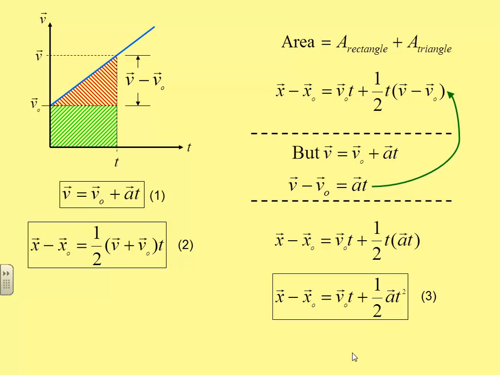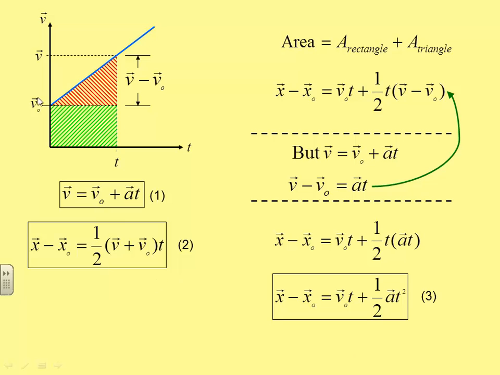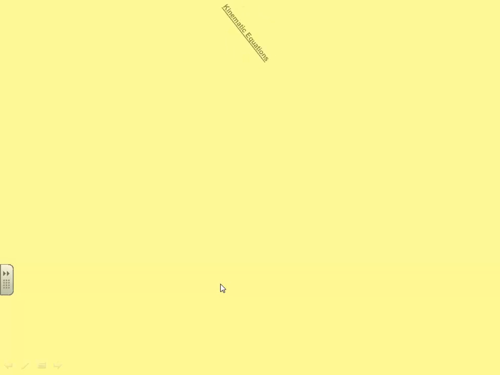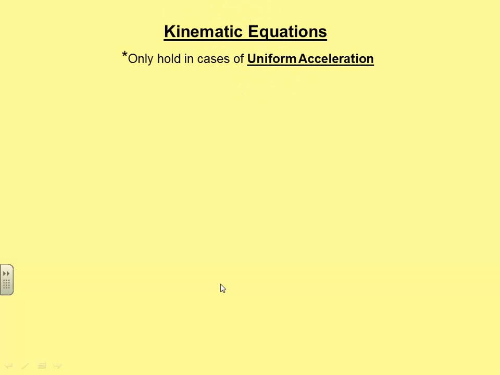So we now have three equations. And these three equations have a special name. Since they are the equations of uniformly accelerated motion, they are known as the kinematic equations. And since they all came from a linear velocity-time graph, they are only true if we have uniformly accelerated motion. If your acceleration is changing, you can't use these equations.